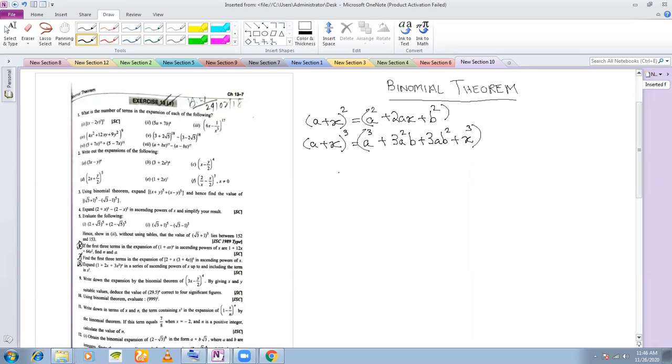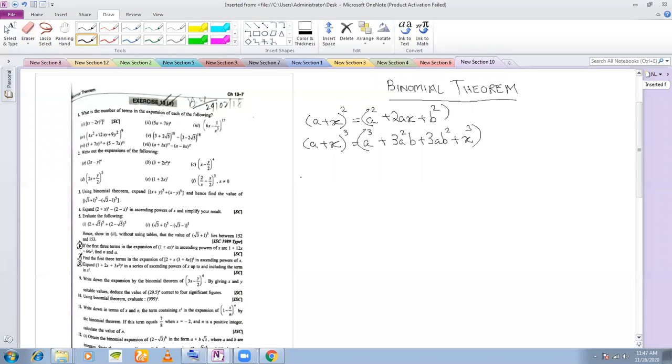Now, what if I ask you to find the expansion for a plus x whole to the power of 4? This is an expansion that we don't know. Similarly, for higher power, if I want to expand a plus x to the power of 27, we don't know how to expand. The binomial theorem gives us a basis of expanding higher powers of a binomial, like a plus x to the power of 27, a plus x to the power of 50, and so on.